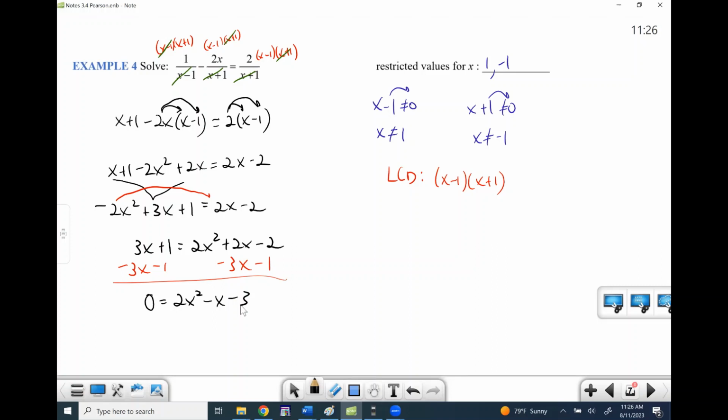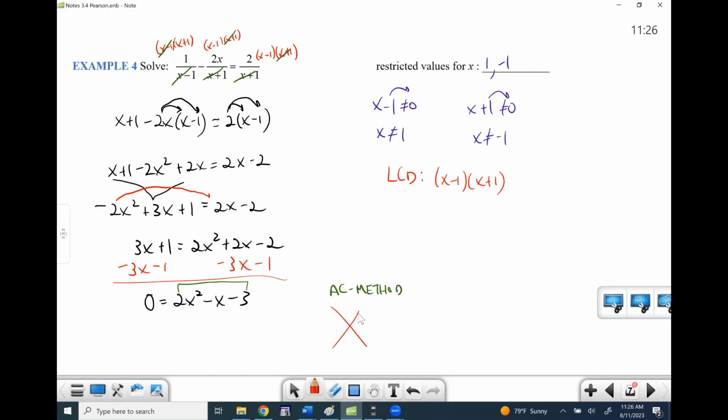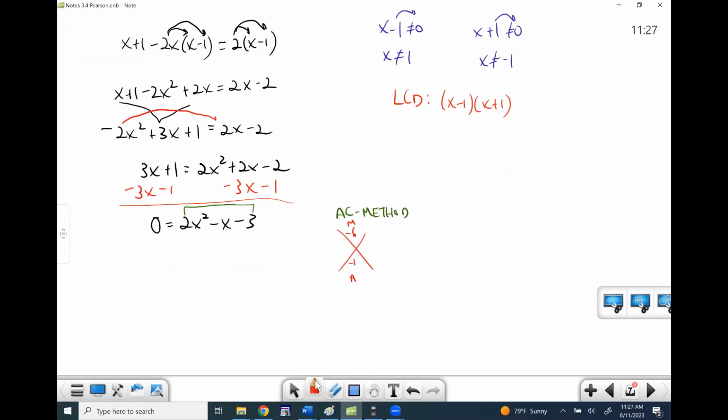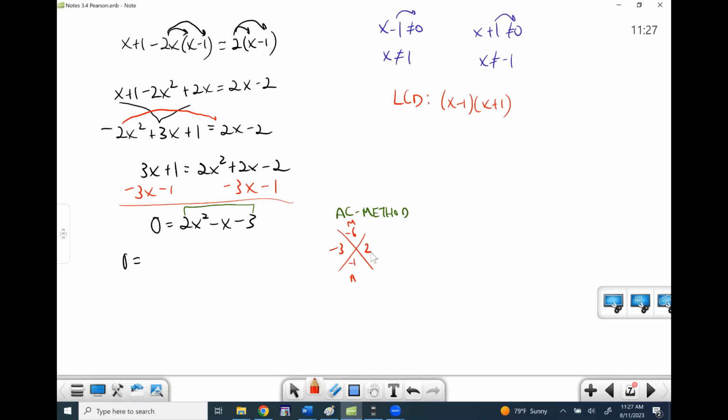Okay, all right, so this is going to be an AC method problem. So we're going to use the AC method right now for factoring, right? We could use the quadratic formula too, but we'll try the AC. So we're going to do 2 times -3, a times c, and that's going to get us -6. So we're looking for things that multiply to make -6 and add to make -1. All right, so let's see here. Thinking -3 times +2. -3 times +2 is -6, and -3 plus 2 is -1.